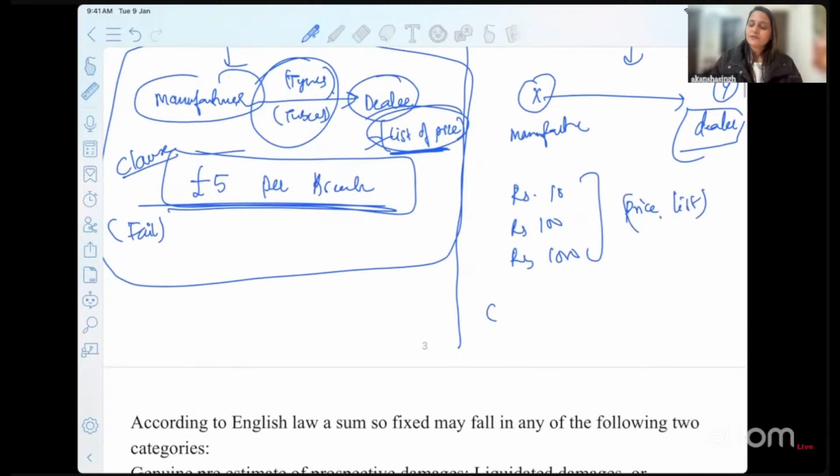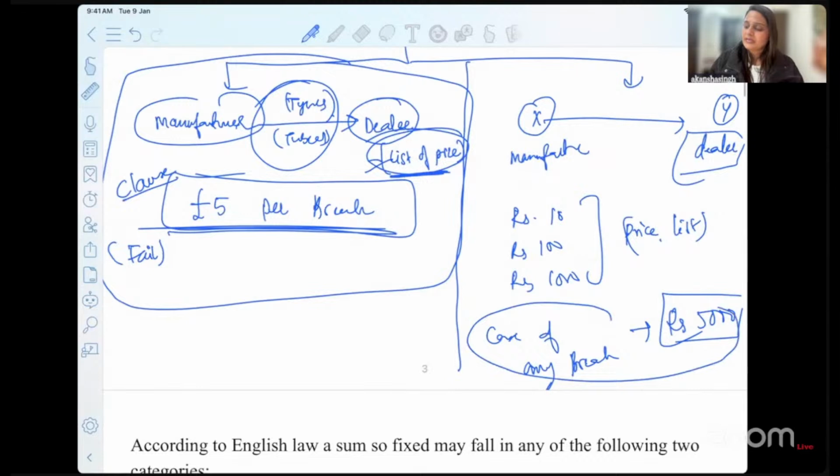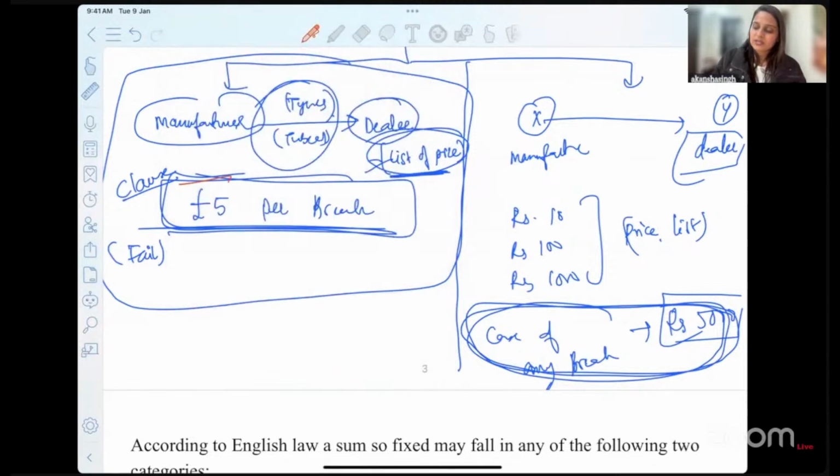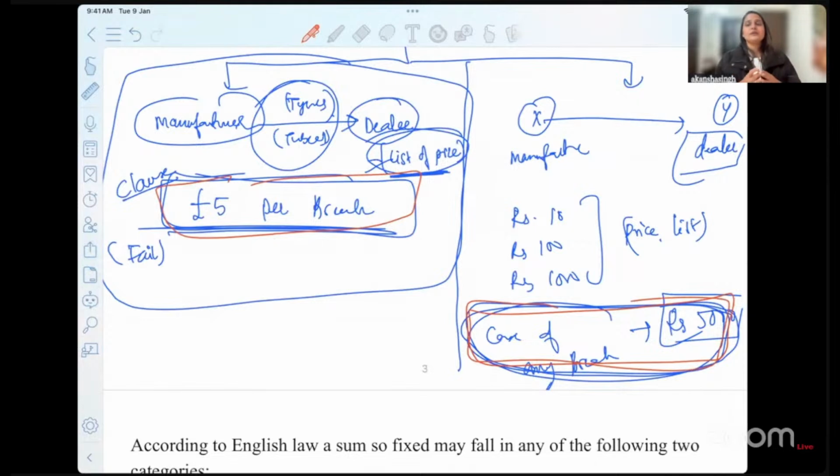And in case of any breach, what will happen? We will ask you to pay us rupees 5,000. Okay. Now, what do you think this amount will be called? Will this be called liquidated damages, or penalty? We have to find the distinction from these two examples.